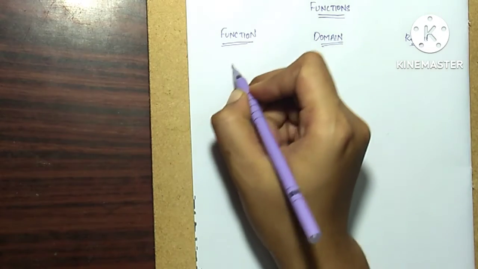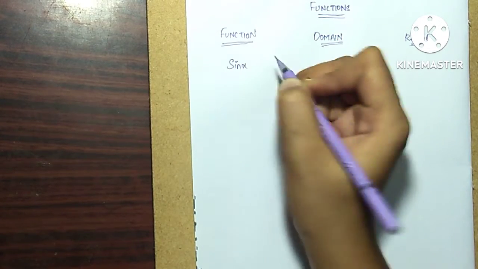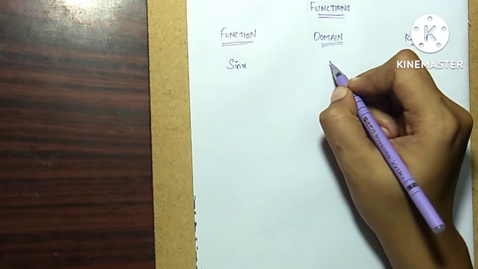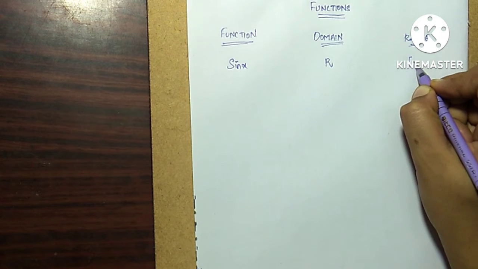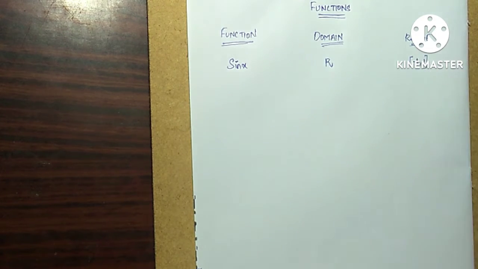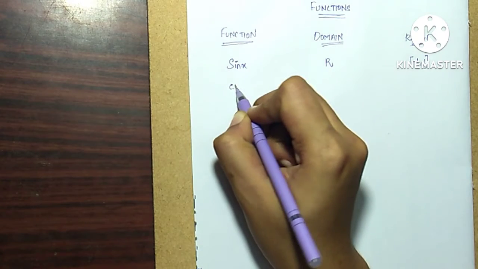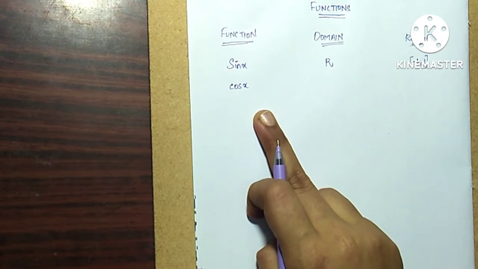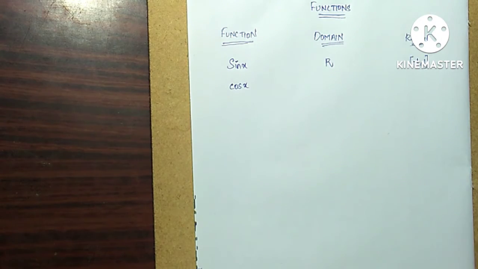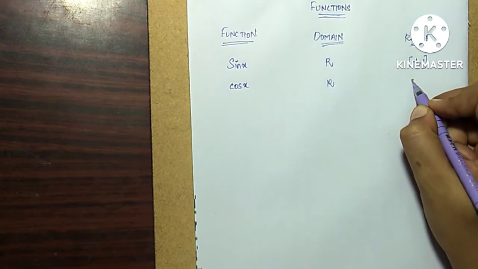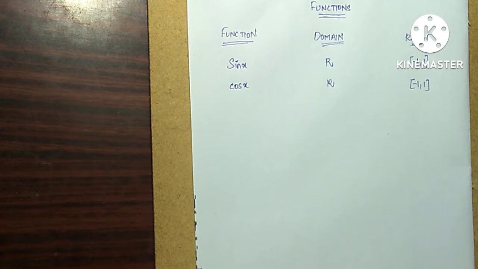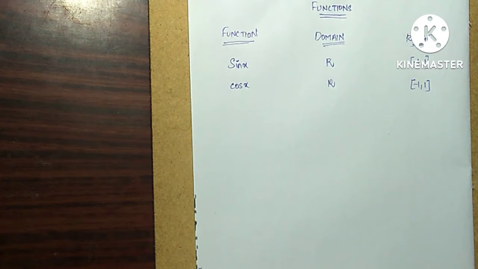Our first function is sin x. The domain of sin x is the real numbers, which is R, and the range of the sine function is [-1, 1]. Both sides we have to keep the closed bracket. Next, cos x: sin x and cos x both have the same domain and same range. R is the domain and the range is [-1, 1].